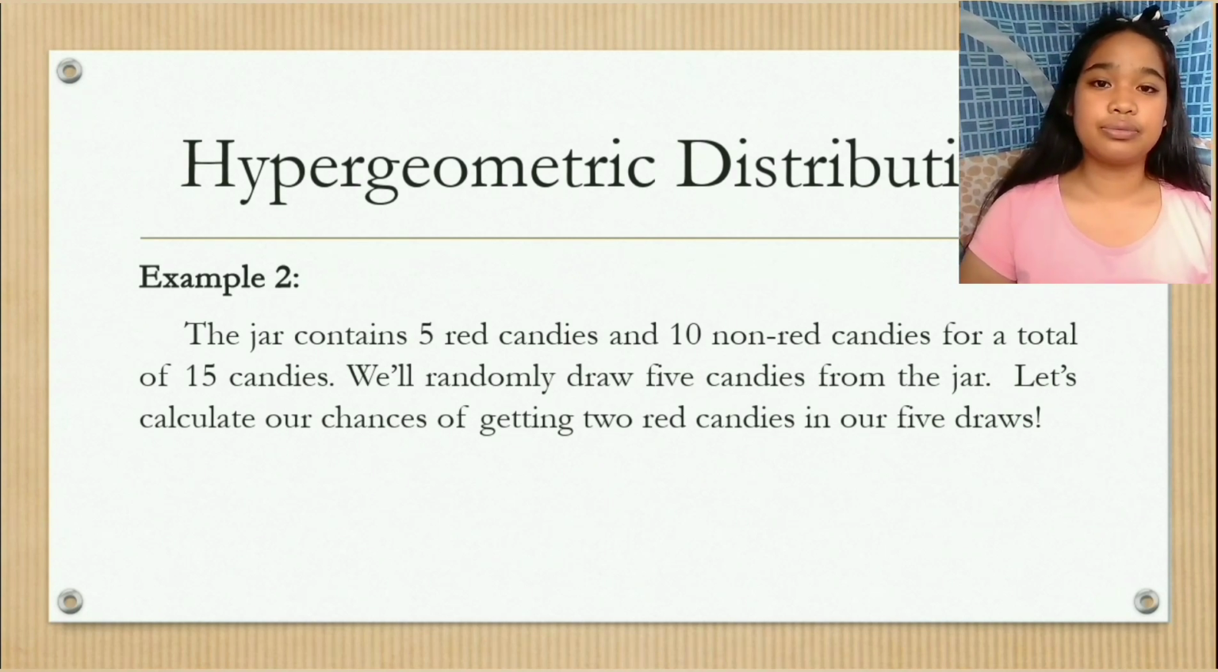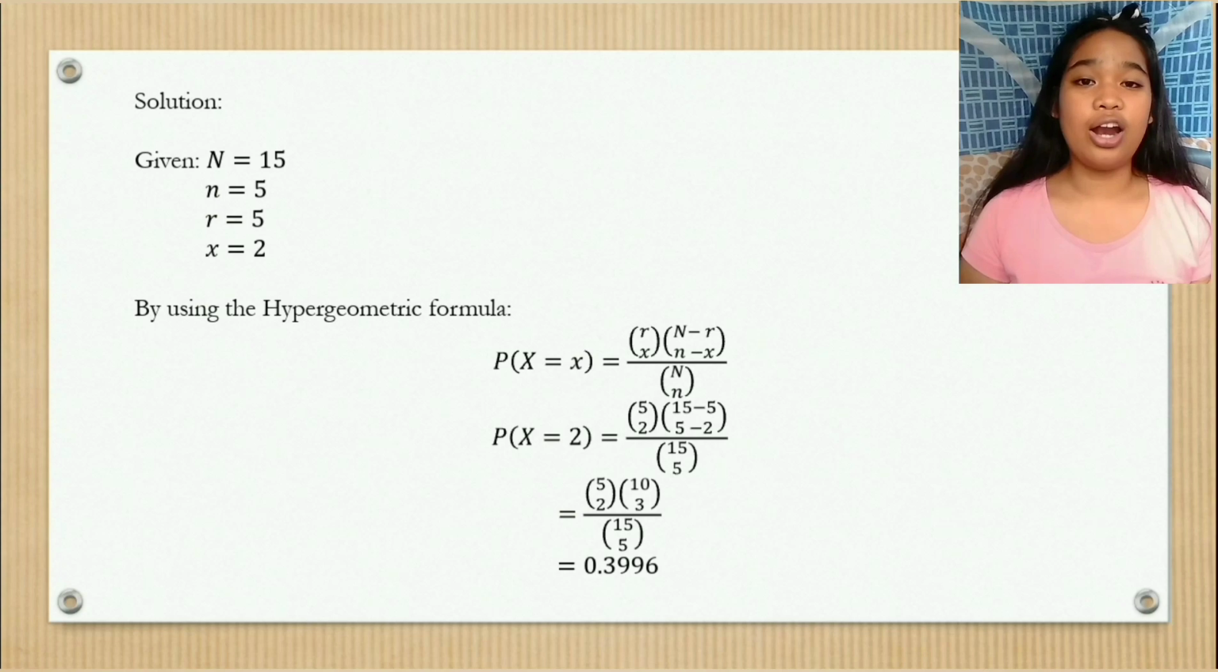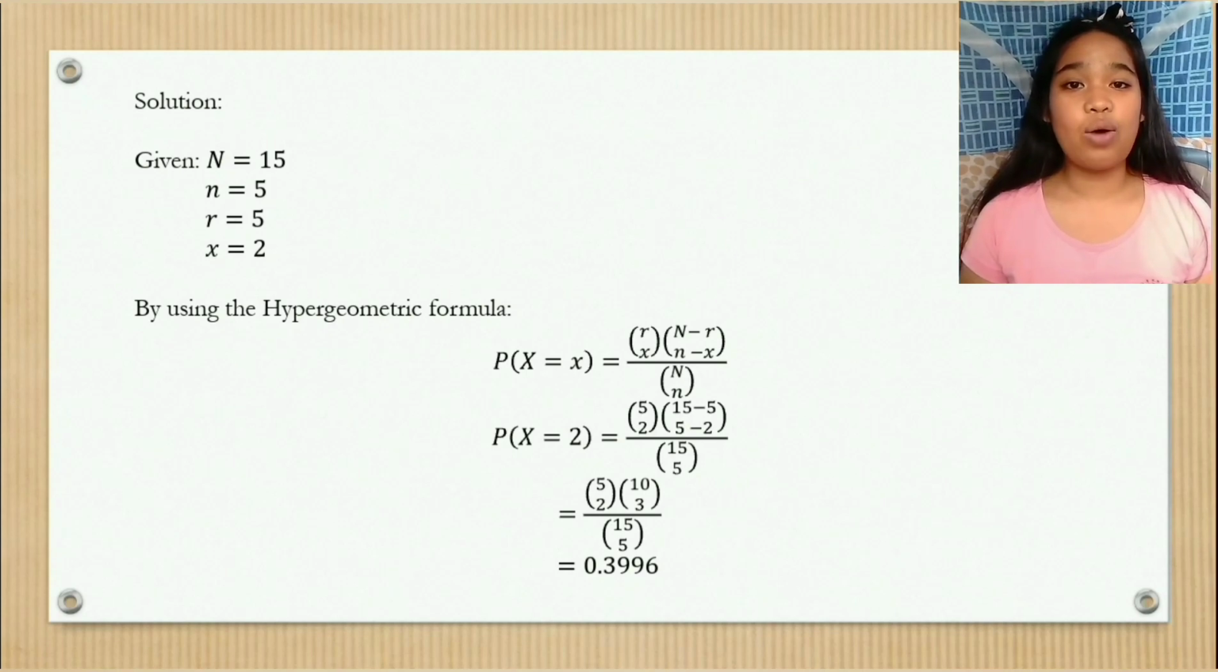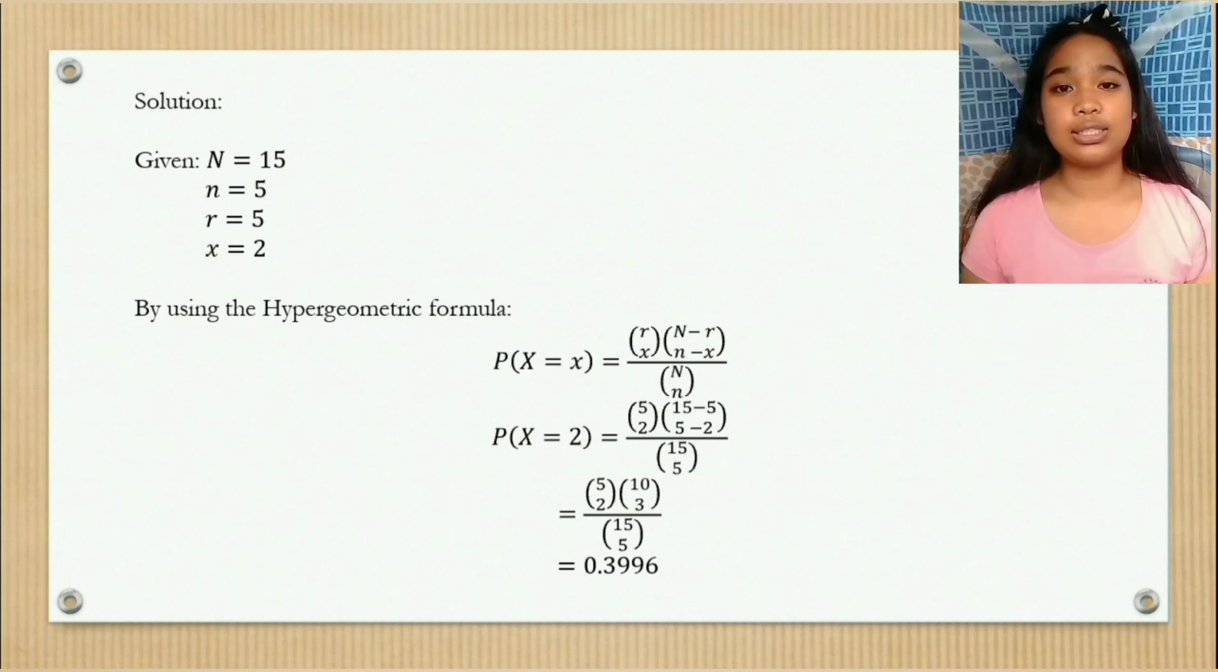Solution. The given are N equals 15, which is the total number of candies. R equals 5 since the jar contains 5 red candies. n equals 5 since we have 5 draws. x equals 2, which is the number of red candies we want.